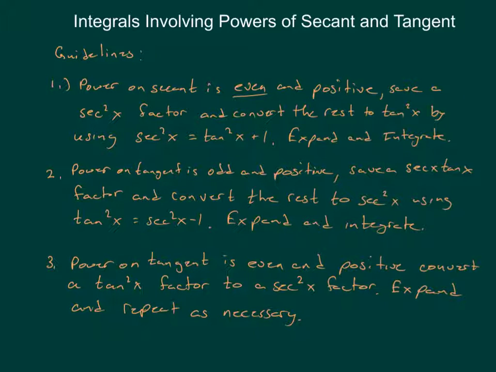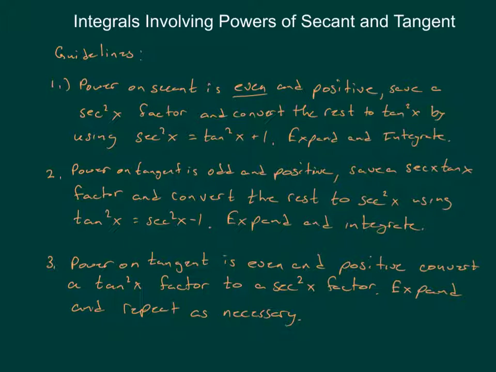The first one is what happens when the power on secant is even and positive. Again, remember what we're trying to do here. We're trying to set things up so we can do a u substitution and then integrate powers of u, just the integral of the power function. So in this situation, where the power on secant is even and positive, we know the derivative of tangent is secant squared. That's why we're going to pull a factor of secant squared out, and then convert the rest to tangent squareds by using that identity. Again, it's going to require some expansion before you do your substitution and integrate.